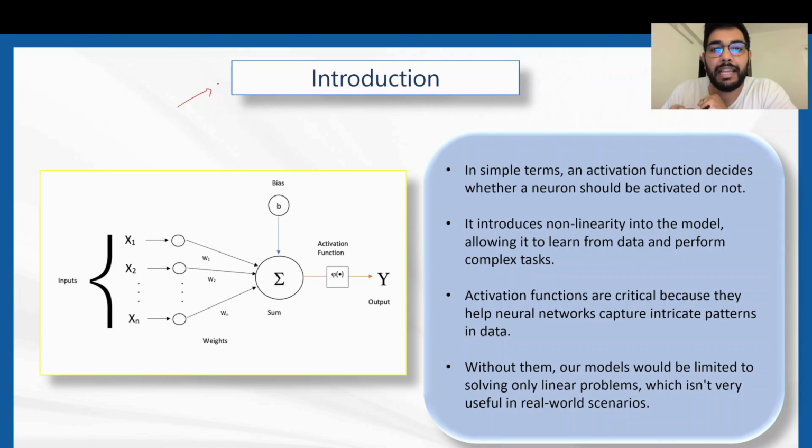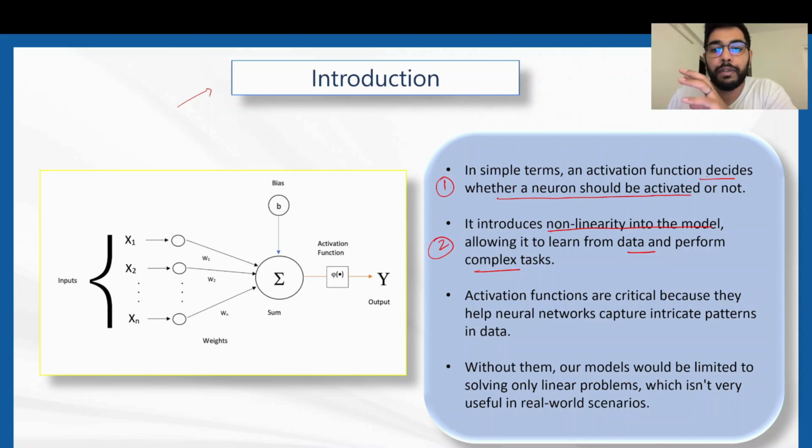An activation function majorly has two characteristics. The first one is that the activation function decides whether the neuron should be activated or not. The second major characteristic of an activation function is that it introduces non-linearity into the model, allowing it to learn from data and perform complex tasks. Let's try to decode each of them one by one.